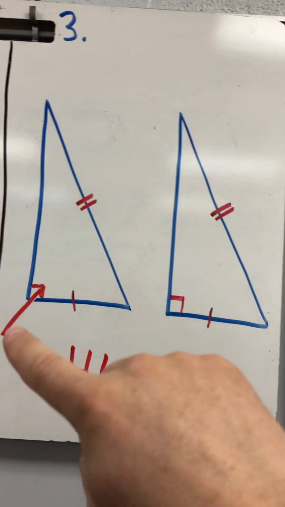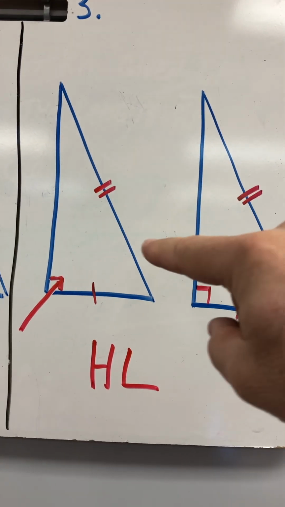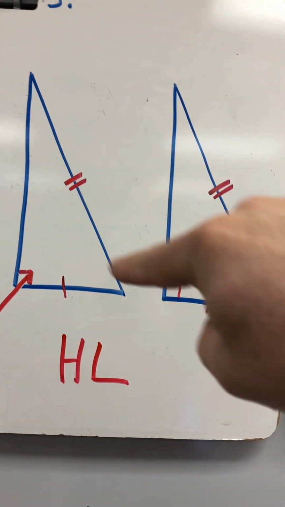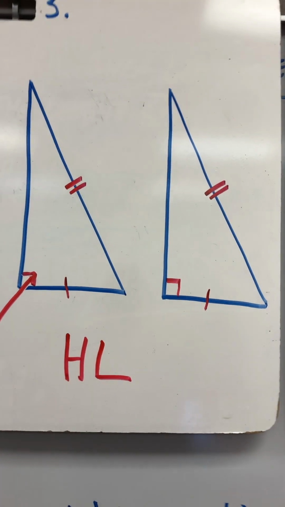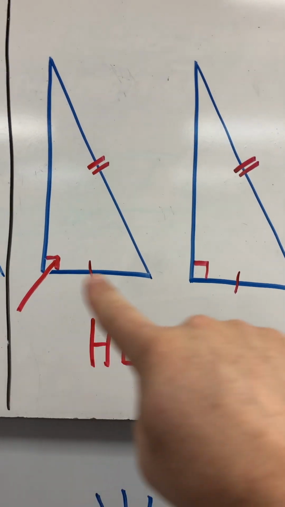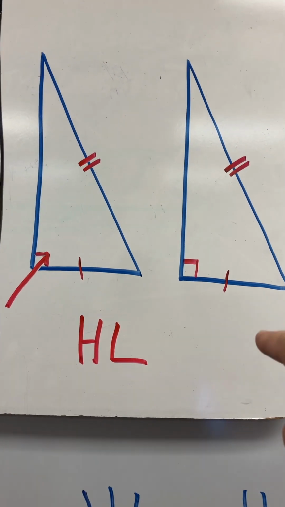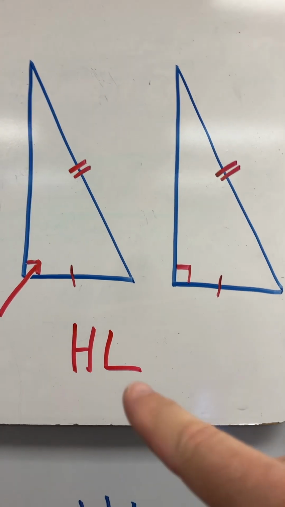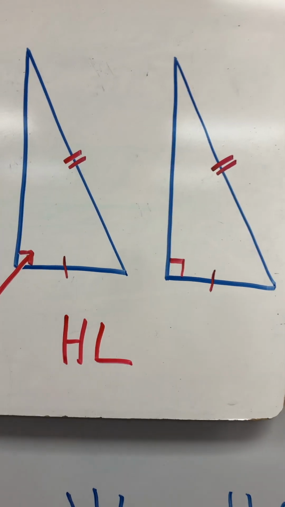Over here, notice that the right angle is pointing to the hypotenuse, and this time the hypotenuse is equal to this hypotenuse. So we also have a leg congruent to a leg, so your answer is going to be HL, hypotenuse leg.